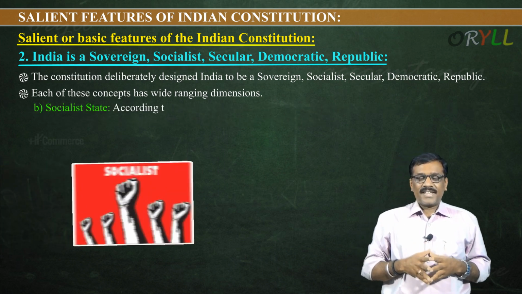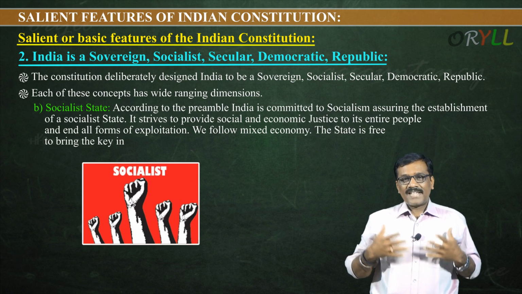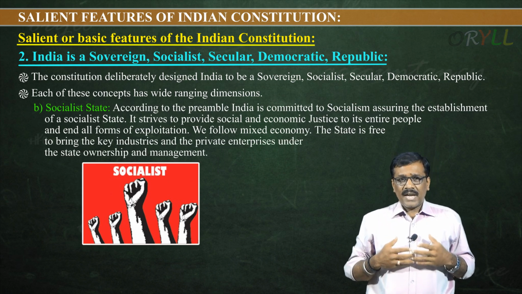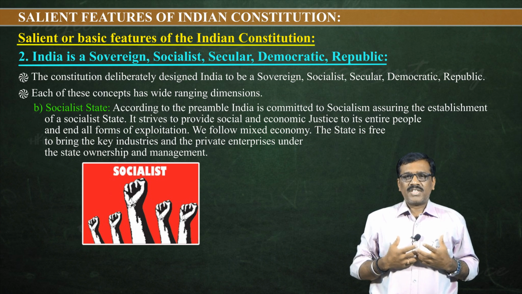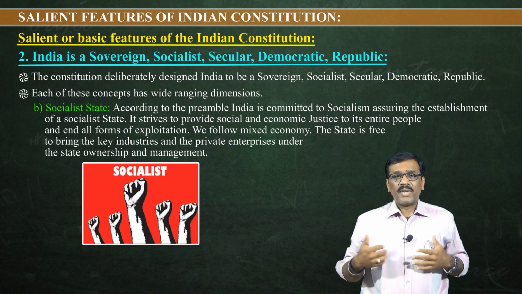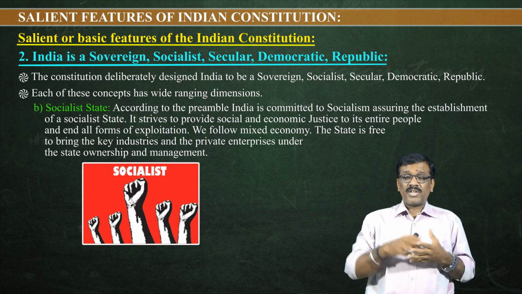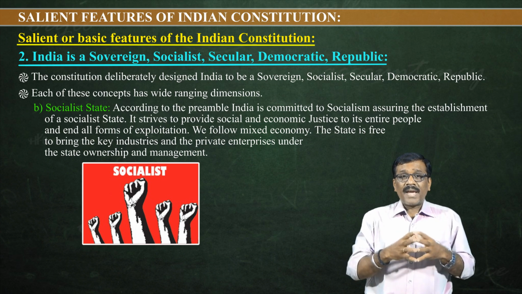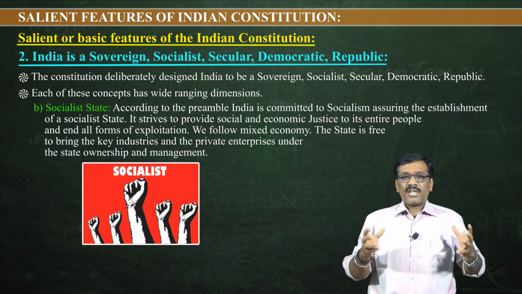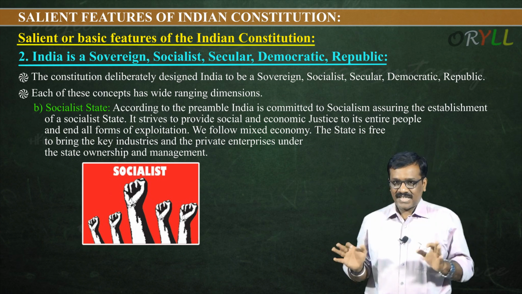A socialist state. According to the preamble, India is committed to socialism, assuring the establishment of a socialist state. It strives to provide social and economic justice to its entire people and end all forms of exploitation. As we have been suffering from exploitation for 200 years, by ensuring a socialist state, the government wants to make sure that everybody gets social and economic justice.